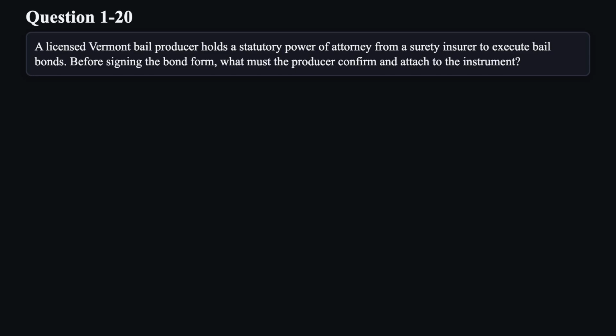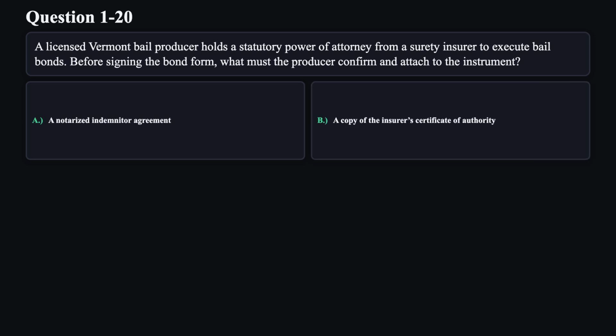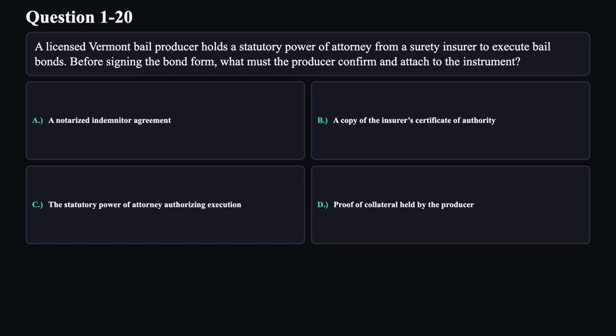Question 20. A licensed Vermont bail producer holds a statutory power of attorney from a surety insurer to execute bail bonds. Before signing the bond form, what must the producer confirm and attach to the instrument? A. A notarized indemnitor agreement. B. A copy of the insurer's certificate of authority. C. The statutory power of attorney authorizing execution. D. Proof of collateral held by the producer.